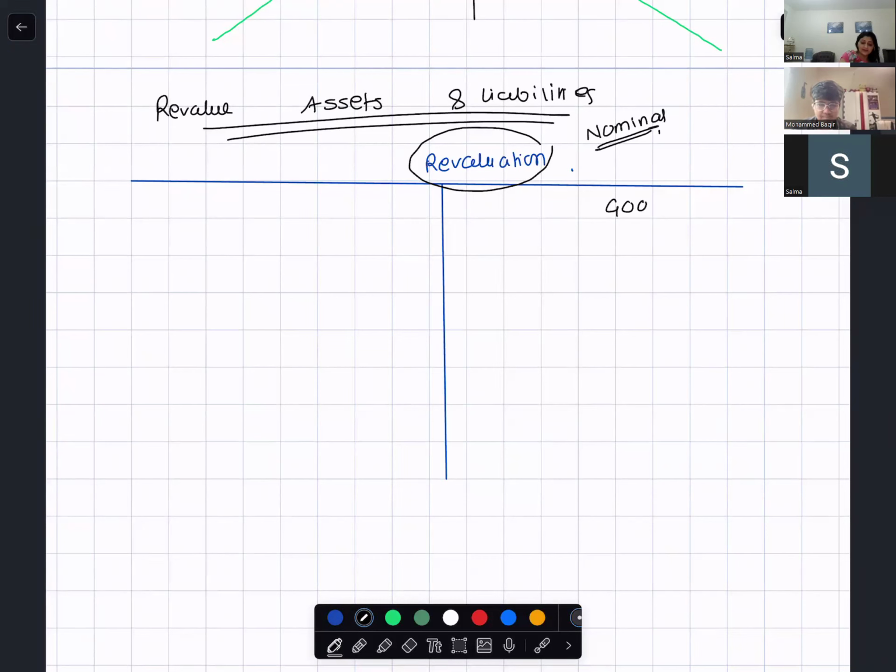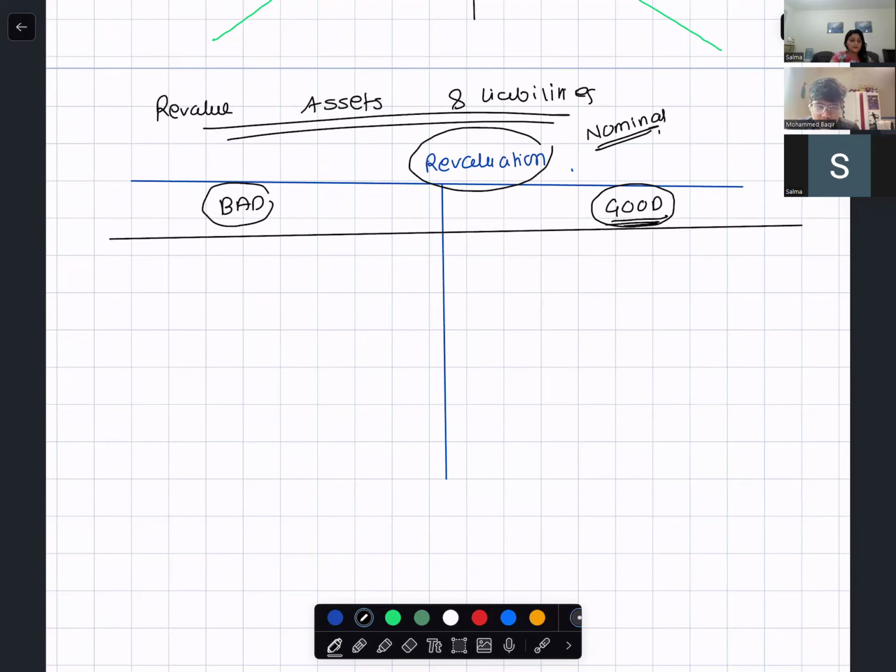All the good things happen here and all the bad things happen here. Okay? What is the rule of nominal account? On the credit side, all the good things happen. Debit side, all the bad things happen. Rule of nominal account is debit all expenses and losses, credit all income and gains.